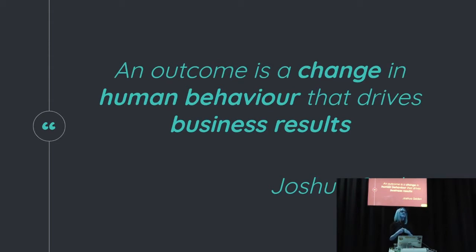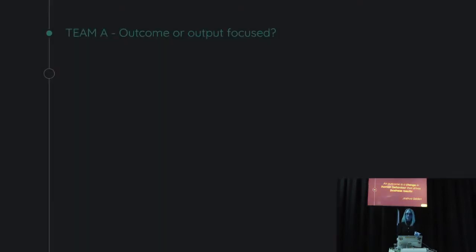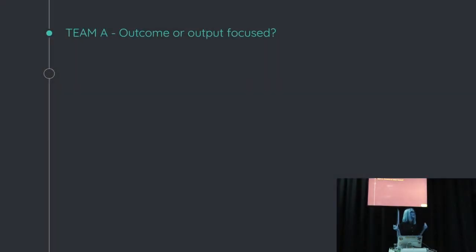Joshua Seiden has helpfully defined an outcome as a change in human behaviour that drives business results. And what we're going to do now is look at two imaginary teams. Afterwards I'm going to ask you in the Slido whether you think it's an example of an outcome-focused team or an output-focused team. Okay, so here we go.